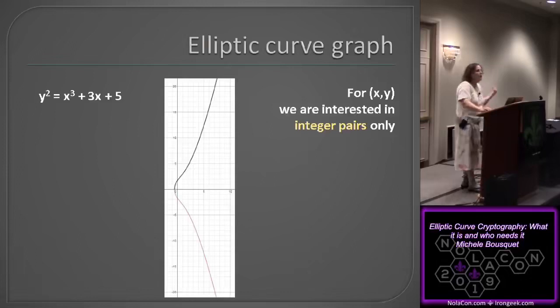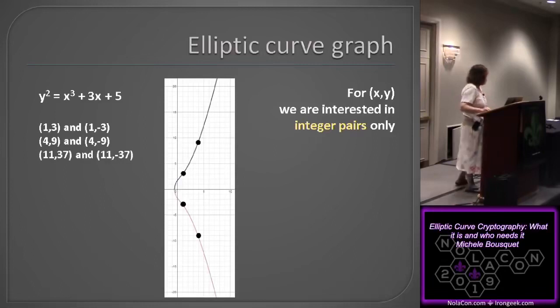So we're only interested in integer pairs. We're not interested in any fractions or decimals or anything. And this is true for ECC also. So we have some pairs here. And notice that we have the negative ones. We have 1, 3, and 1, minus 3, 4 and 4, 9, and so on.